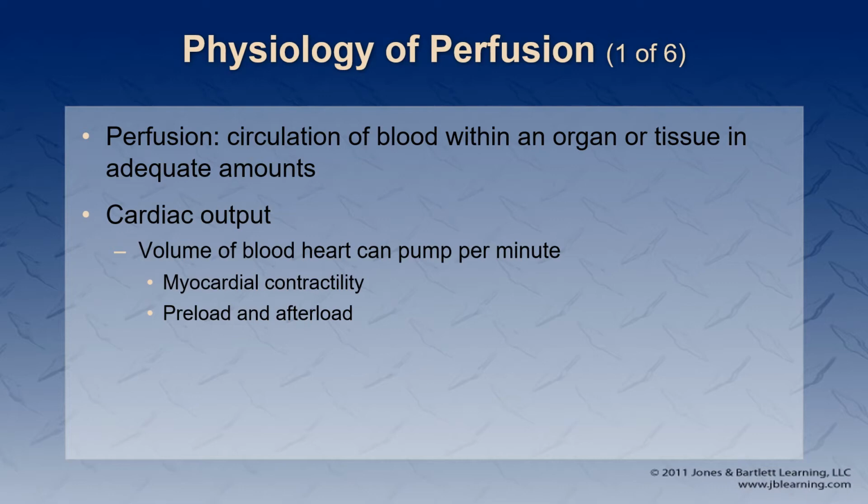There needs to be perfusion, right? So we have to have perfusion in order for cellular respiration to take place. So perfusion, simply put, is the circulation of blood within an organ or a tissue, and it needs to be in an adequate amount for us to say that an organ is perfused. So what goes into perfusion? All right, so we know that our heart is the pump. So if we're going to have adequate blood flow, we have to have a functioning pump.